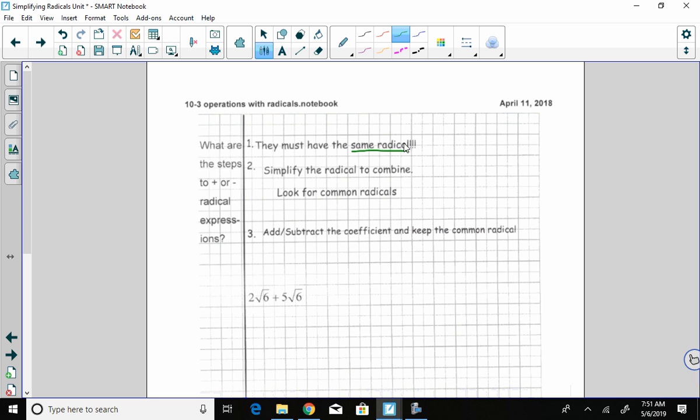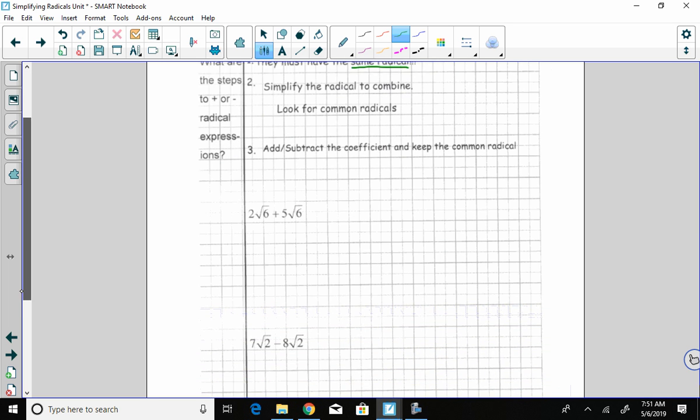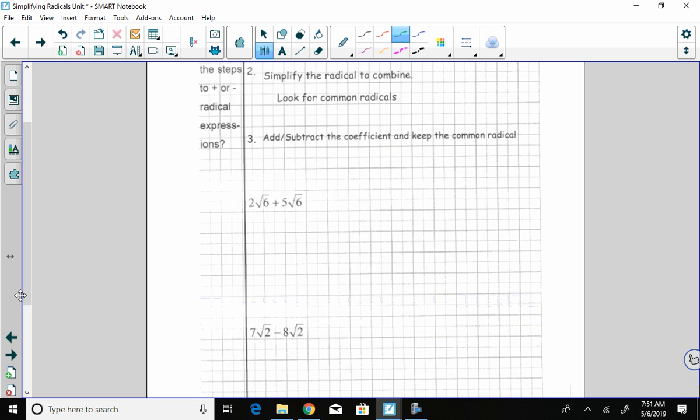So almost think of the radical as kind of like a variable. Okay, it's like a variable. So let's take a look at what we got going on. So we have 2 root 6 plus 5 root 6. So first of all, they have the same radical, so we're good.